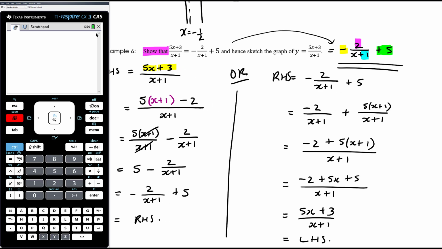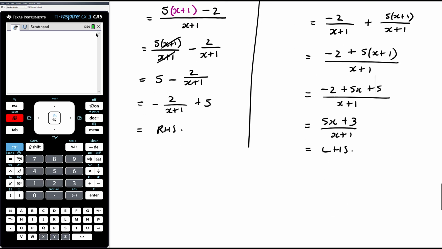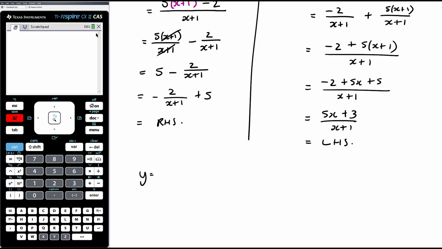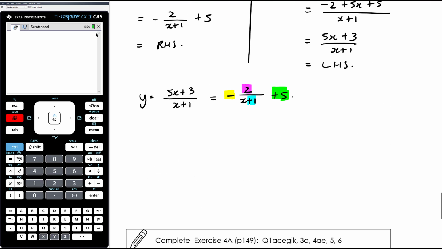And hence, use what you've just shown to sketch the graph. So as we said, if we're trying to sketch y equals 5x plus 3 over x plus 1, that's the same as sketching negative 2 over x plus 1 plus 5. And as I said, we can think about our reflection in the x-axis, our dilation by factor of 2 from the x-axis, our translation to the left by 1, and our translation up by 5. And then we can sketch the graph. Sorry, I've used a lot of my space in the algebra.